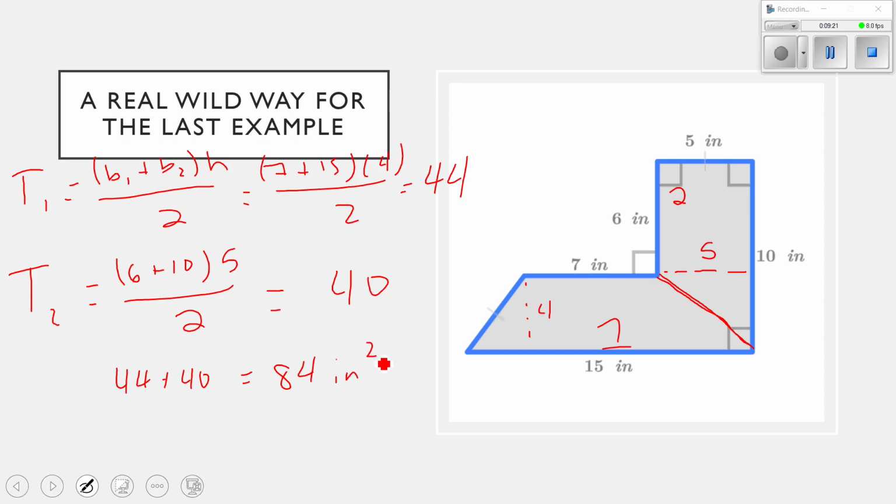So really what I want you to get from this example is it doesn't matter how you cut it as long as the shapes make sense, there's an area formula for that shape, and you're using the correct numbers. Don't forget that your horizontal distances and your vertical distances need to be equal on both sides and you'll be good to go. Let your teacher know if you have any questions.